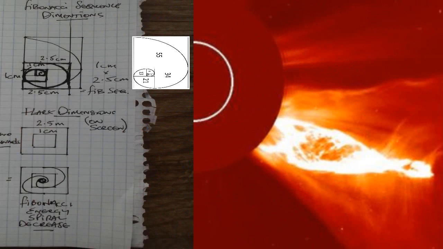I measured it on screen, but it doesn't matter. It's a fractal image, so it doesn't matter what size as long as I get correct measurements. The tip is 1 centimeter wide and the body is 2.5 centimeters wide. And so on screen you can see the Fibonacci sequence dimensions. I have my first spiral, which is 1 centimeter, and then I have a second spiral at 2.5 centimeters.